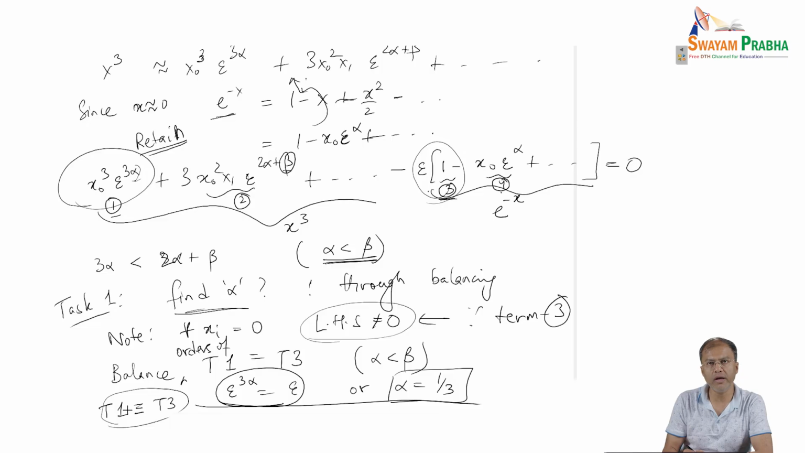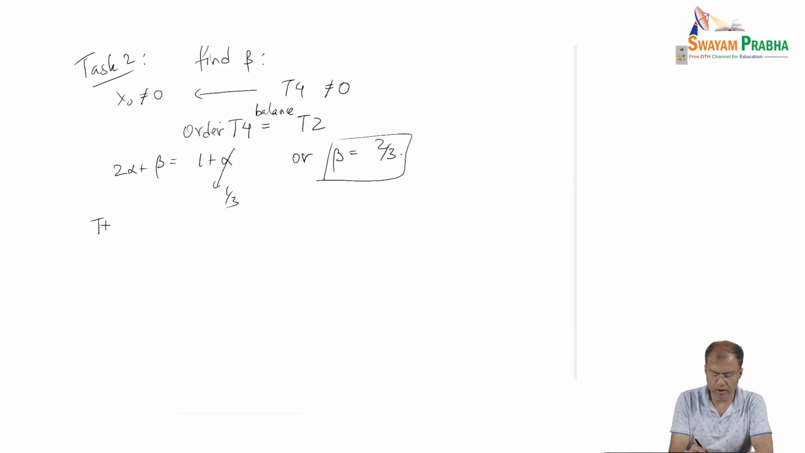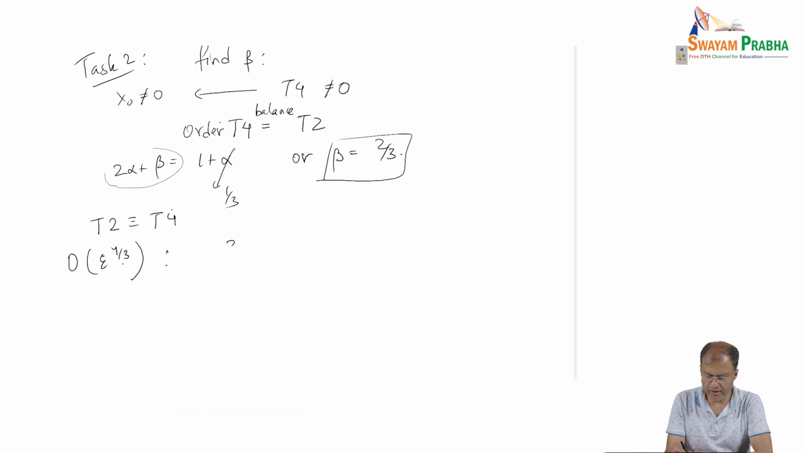similarly equating term 2 equal to term 4. So now equating term 2 equal to term 4, each of the terms now has order 2 alpha plus beta, which is order epsilon to the power 4/3. Beta is 2/3, alpha is 1/3, so 2 alpha plus beta is 4/3. So now we are equating the terms of order epsilon to the power 4/3. We see that we get the following equation: 3 x naught square x1 plus x naught is equal to 0, or x1 comes out to be negative 1/3, right? Because x naught is 1, x1 is negative 1/3, right?